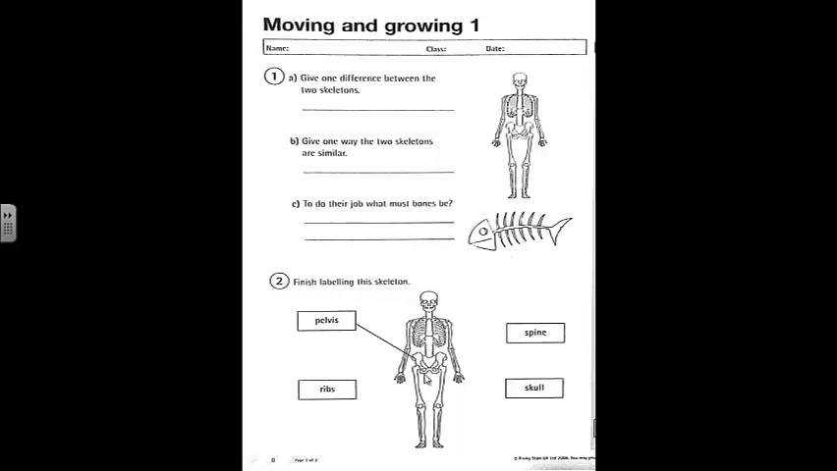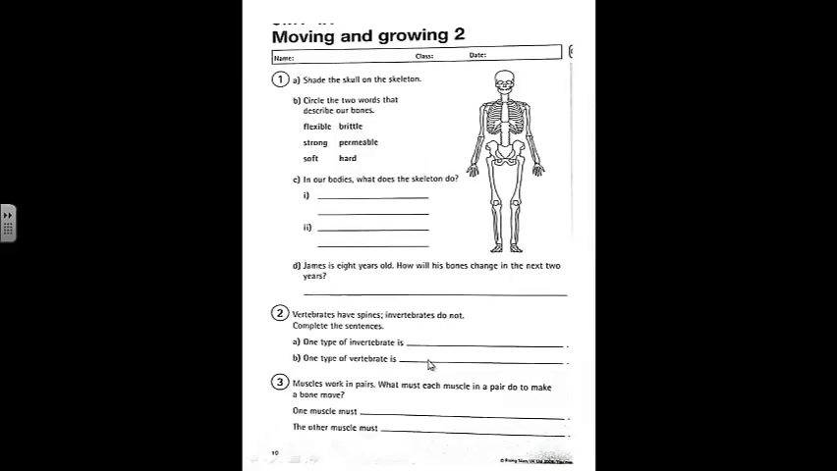Finish labeling this skeleton. Pelvis or pelvic bone. Ribs. Those are the ribs in the rib cage that protect our heart and lungs. Skull. This is the skull that protects our brain. Spine. This is the spine that supports our body. Shade the skull on the skeleton. Shade means just color it. This is the skull.